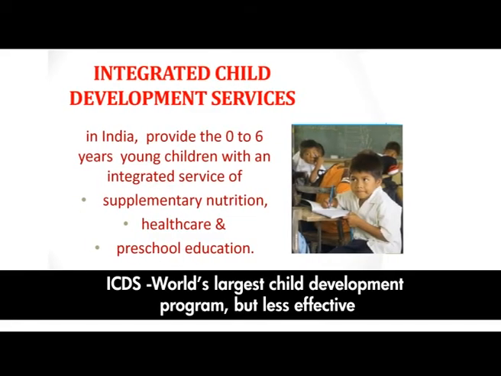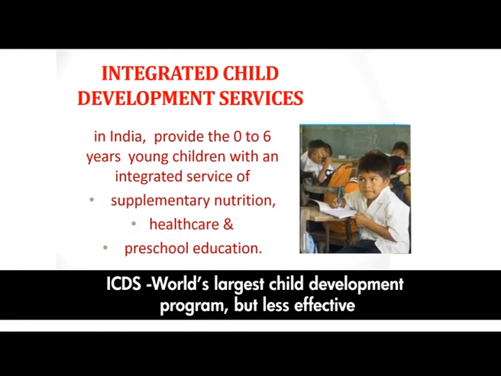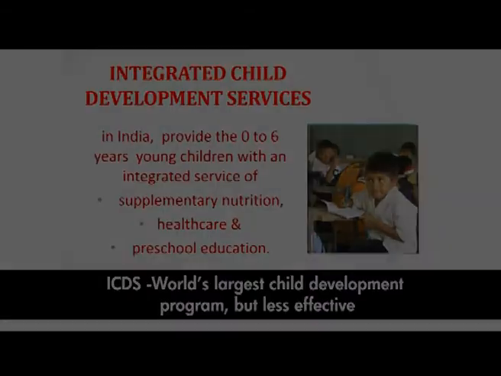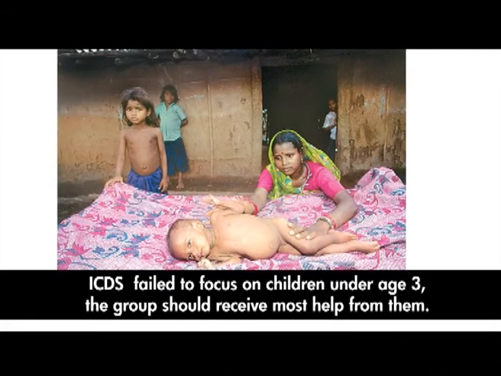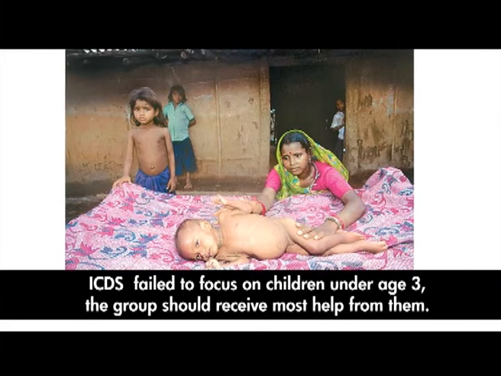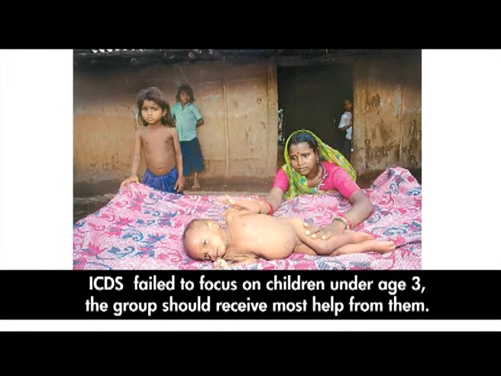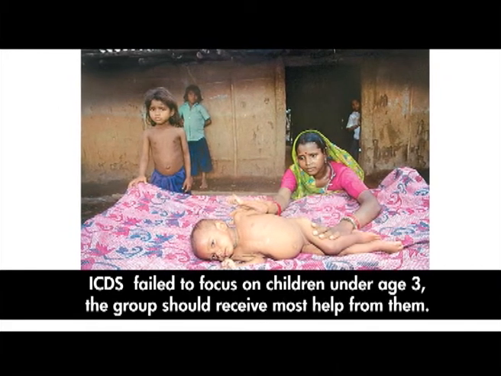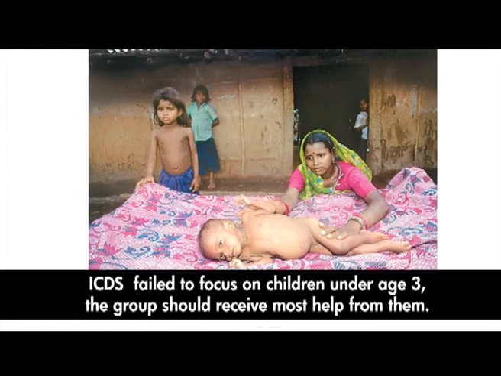The Indian government started the Integrated Child Development Services (ICDS) in 1975 to fight malnutrition. ICDS is the world's largest child development program, but its effects are very small. The program failed to focus on children under 3. This group should receive the most help from the ICDS. Most growth retardation develops during the age of 2 and is mostly irreversible. With the lack of help, the chances that newborn babies are unable to develop fully would be higher.